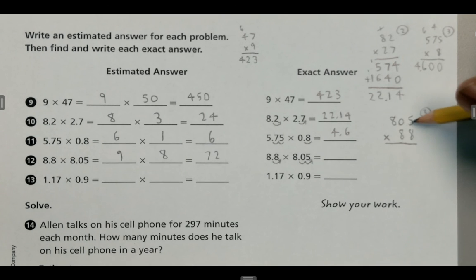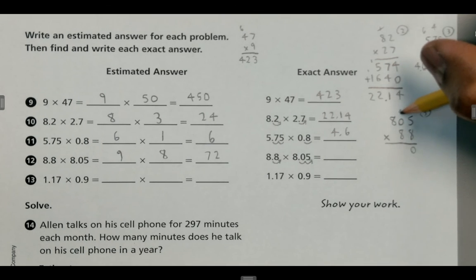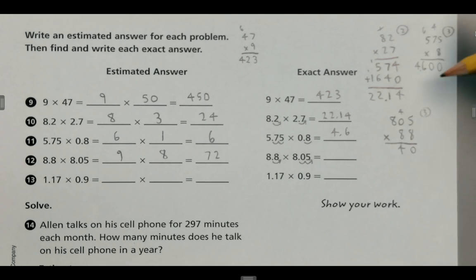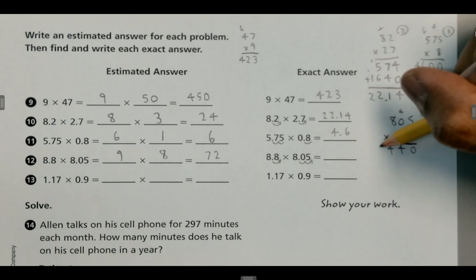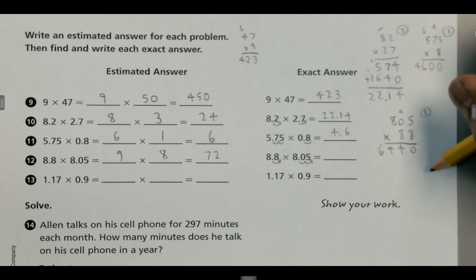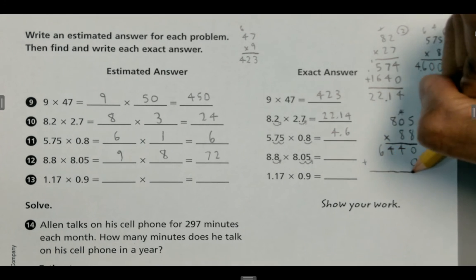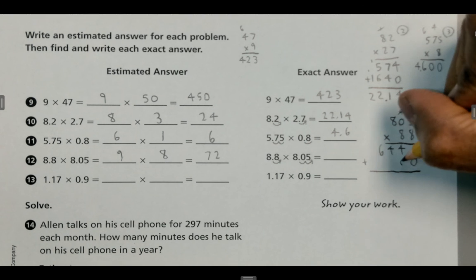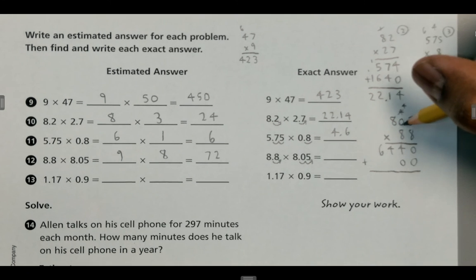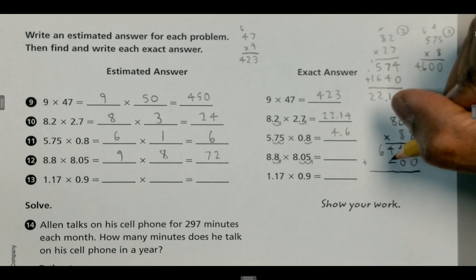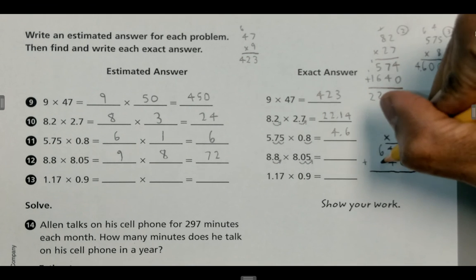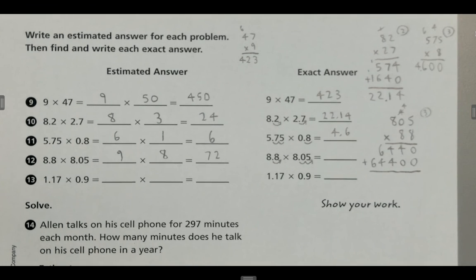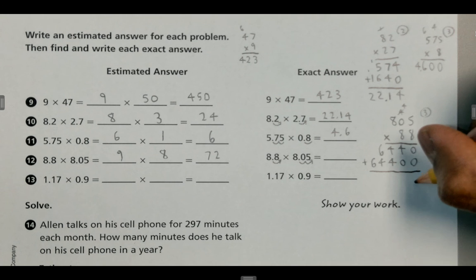First row, 8 times 5 is 40. 0 comes down, 4 gets carried. 8 times 0 is 0 plus the 4 is 4. 8 times 8 is 64. First row is complete. 0 placeholder comes down. Second row is going to look a lot like the first row, isn't it? 8 times 5 again is 40. 0 comes down, 4 gets carried. 8 times 0 is 0 plus the 4. 8 times 8 is 64. Second row is complete. Add up my columns.